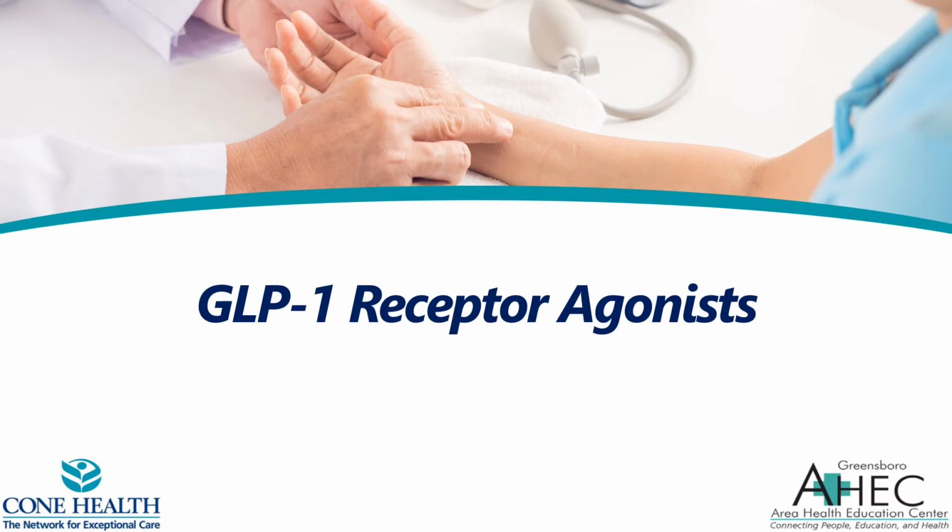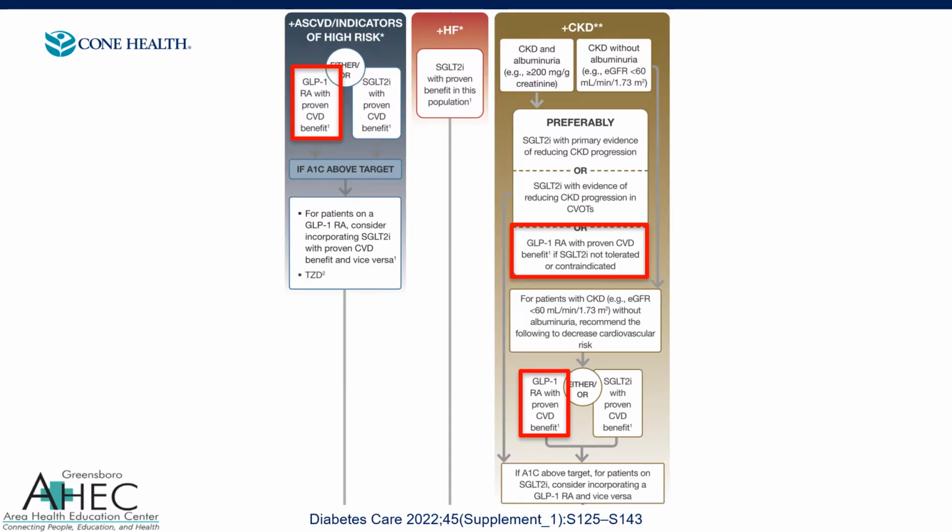First, we'll talk about the GLP-1 receptor agonist drugs. Here, I've pointed out the different areas in this diagram or algorithm where GLP-1s show up. So under ASCVD or indicators of high risk, GLP-1s are recommended, specifically the ones with proven cardiovascular disease benefit. And I will go through which ones have that benefit in the following slide.